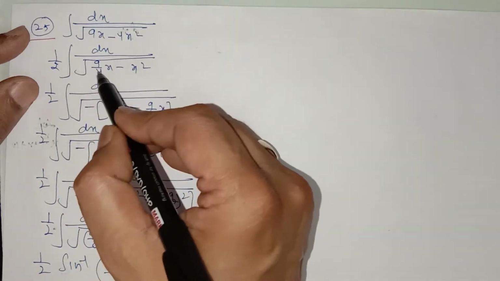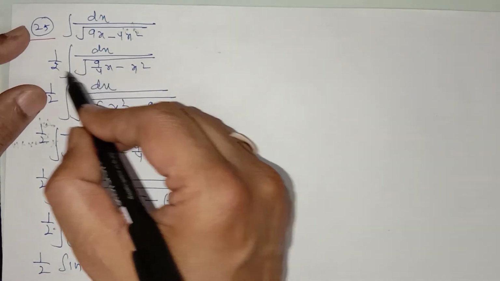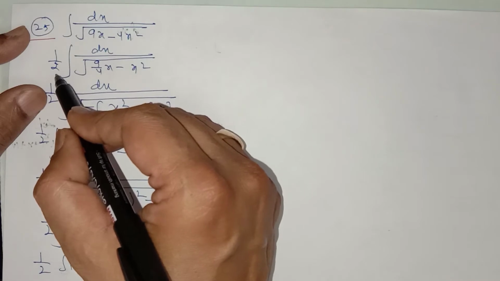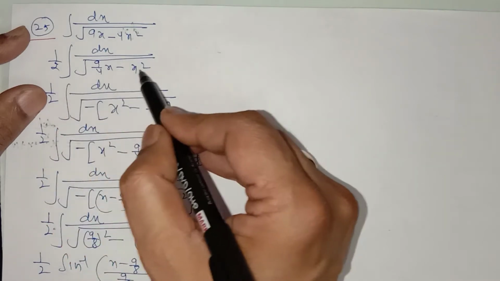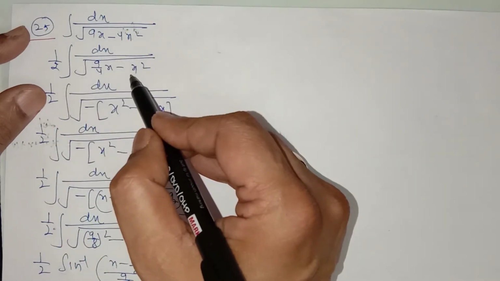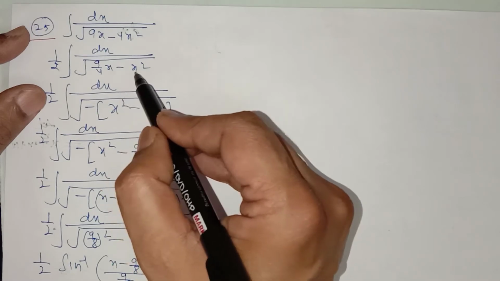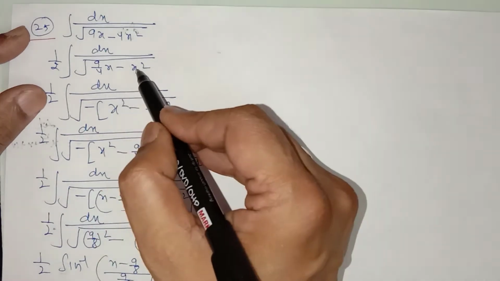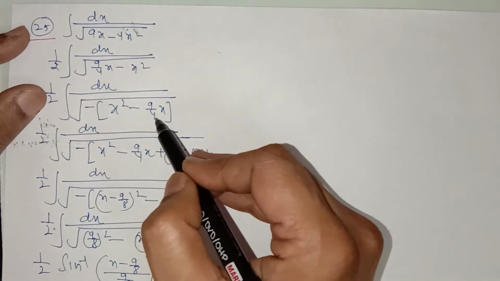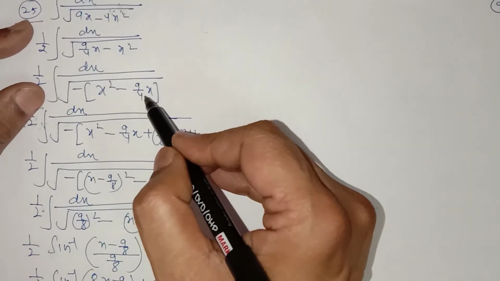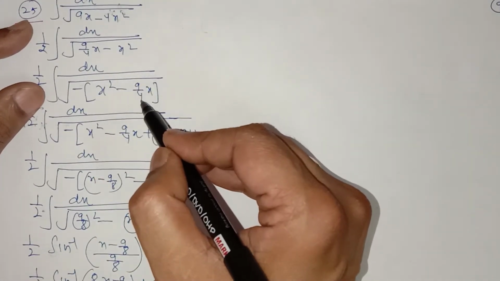And if you take out this 1 upon 4 out from the square root, it will be 1 upon 2, 1 upon 2 square root of 4. Now to make it a perfect square, again make the coefficient of x square as 1, because it is minus 1. Take minus common in it. It comes out to be x square minus 9 upon 4 x. Now make it a perfect square as usual. The half of 9 upon 4 is 9 upon 8.